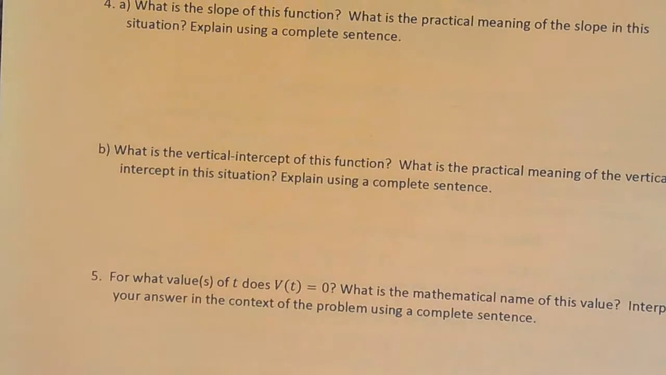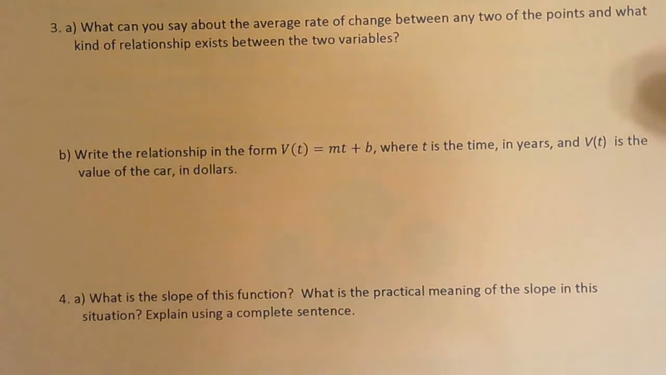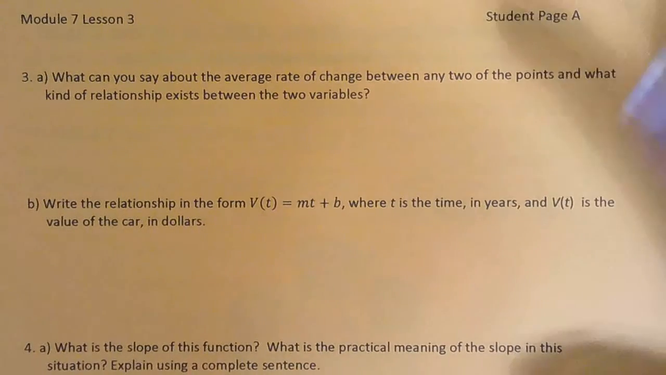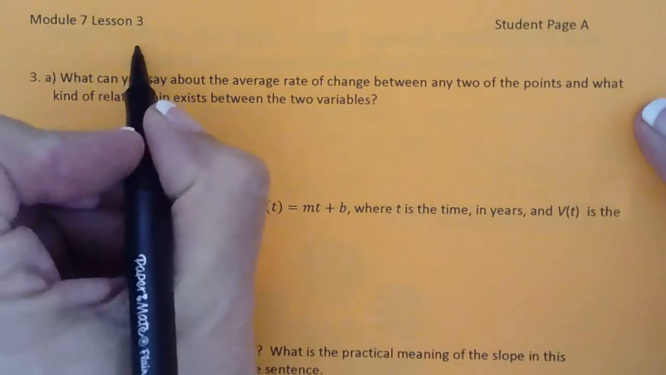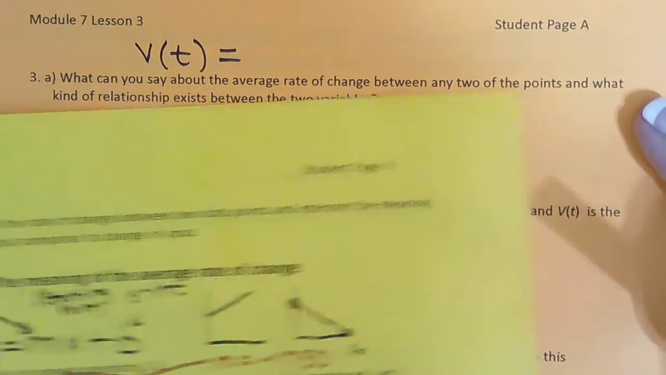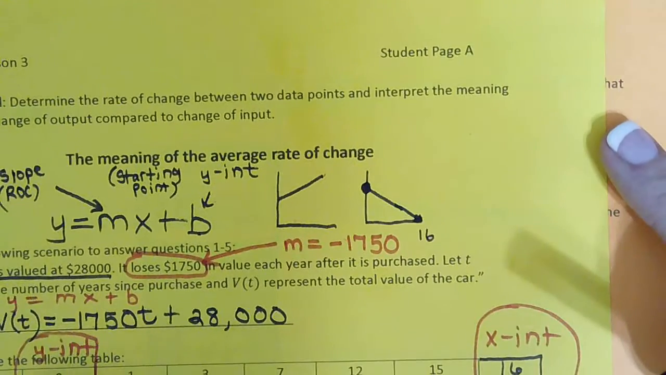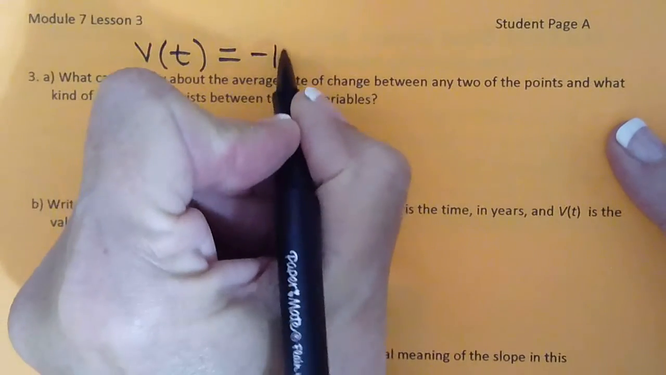Okay, let's go ahead and jump to page 2. I think we're going to need page 1 to look at it, so we'll leave it there. Since it looks like they're still talking about that equation, let's write the equation at the top of the paper. From the front page, B of t equals negative 1750t plus 28,000. That's the one we came up with ourselves.